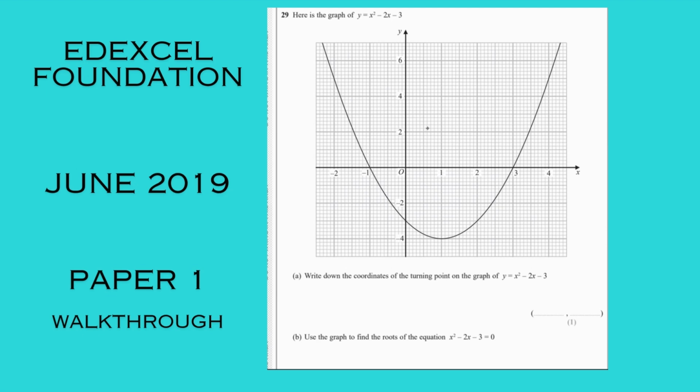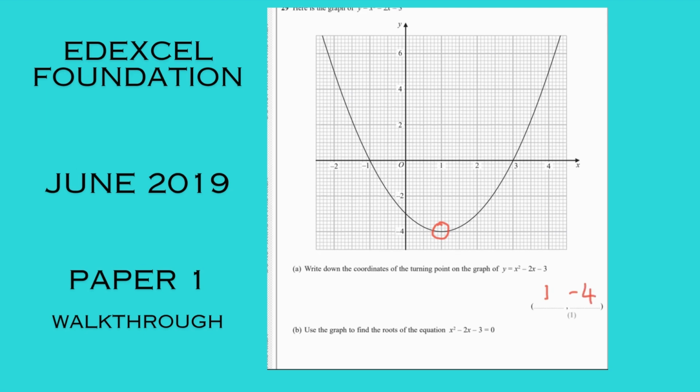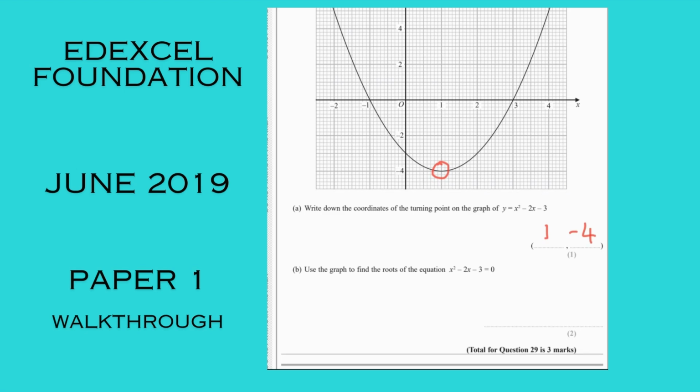So write down the coordinates of the turning point. Just revise that, folks. Just make sure you know turning point is where the graph literally turns from becoming a downhill gradient to an uphill gradient. It's that coordinate there. It's 1 along and it's 4 down. Part B, use the graph to find the roots. There we go. And there we go. I'll write them as x equals -1 and x equals +3.